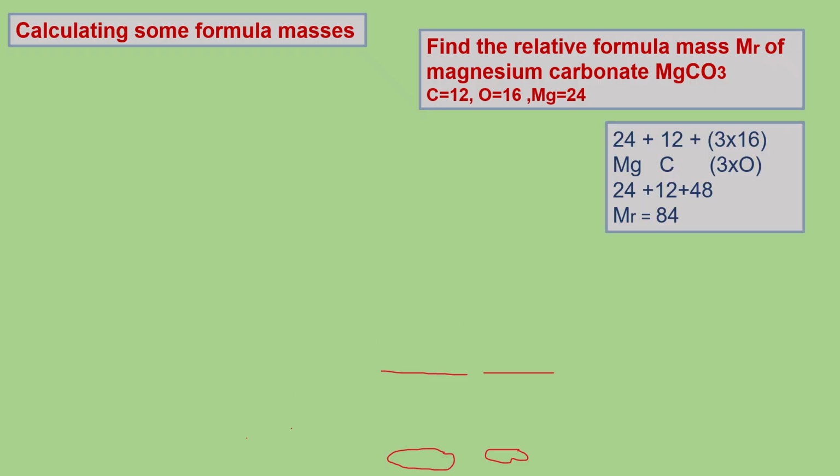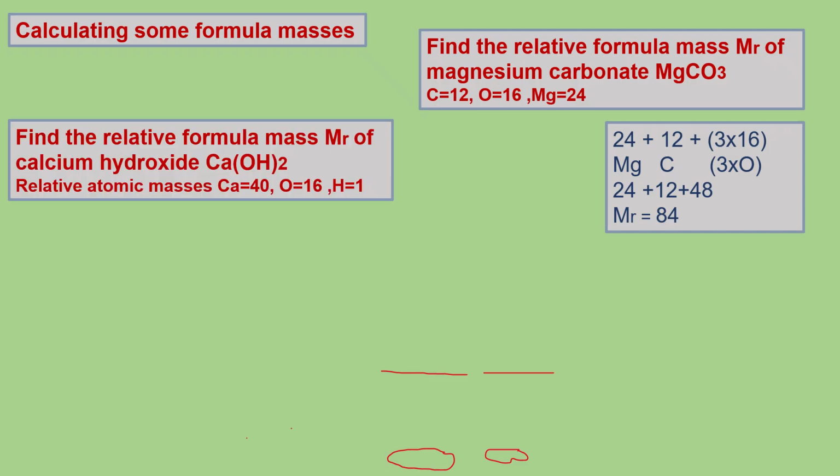What do you do? You multiply the number of atoms times the relative atomic mass. So it is 24 plus 12 plus 3 times 16. And you do the multiplication first, then add to 12 and 24. The answer is the relative formula mass is 84. Let's take another example.